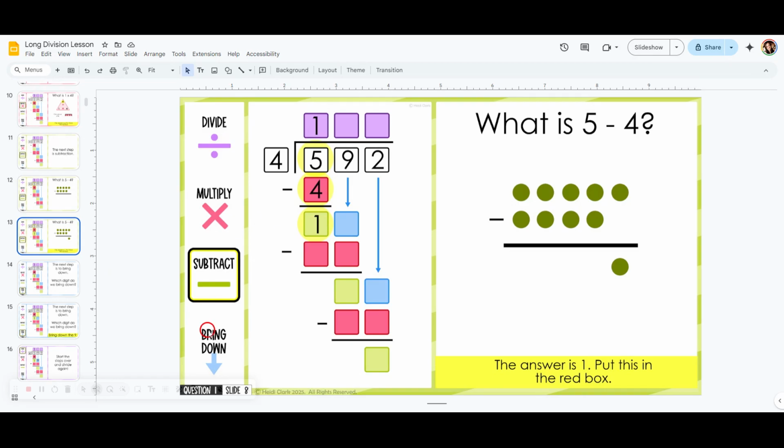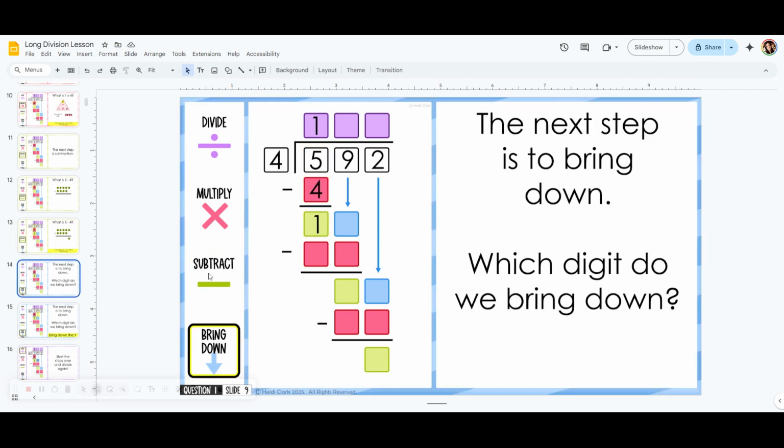So the next step is to bring down. We're looking at the blue box and the blue arrow, and you're bringing down this 9 right here down into this blue box.